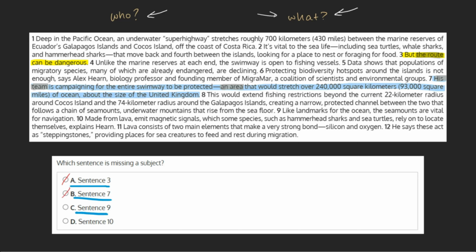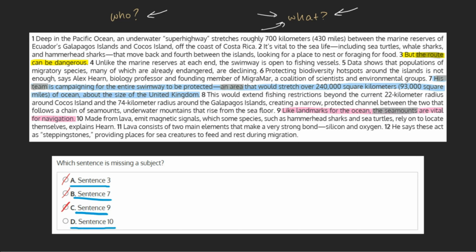C. Sentence 9. Like landmarks for the ocean, the seamounts are vital for navigation. Again, what? What is vital for navigation? The seamounts are. As this is our subject, this choice can be marked off.